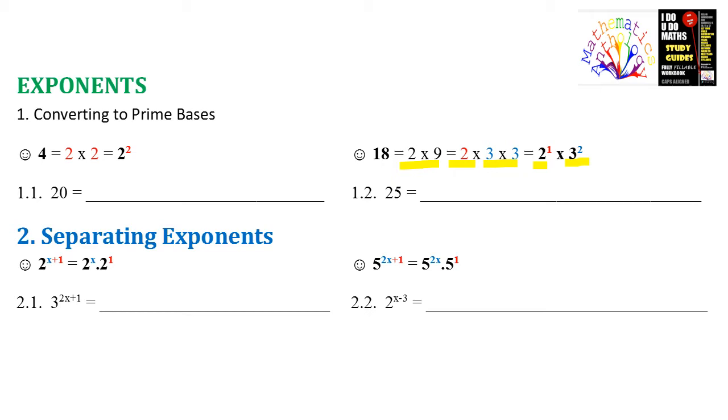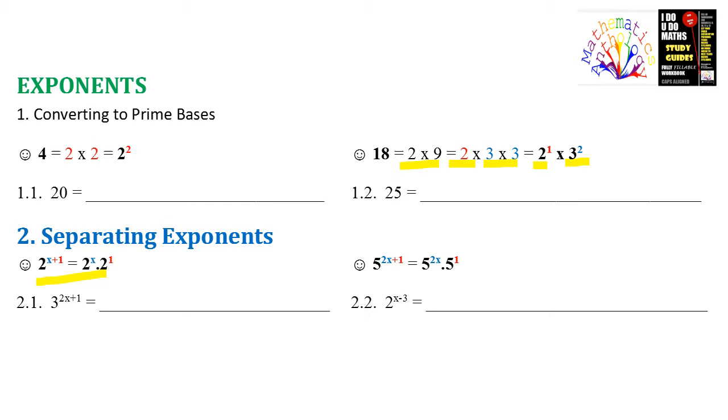So if we have 2 to the power x plus 1, and we need to separate these exponents, you will need to learn how to do this later on for algebraic fractions, so let's learn how to do this now. Separating exponents. So we have 2 to the power x plus 1. This can be separated into 2 as your base to the power x times 2 as your base to the power 1. So 2 to the power x times 2 to the power 1.